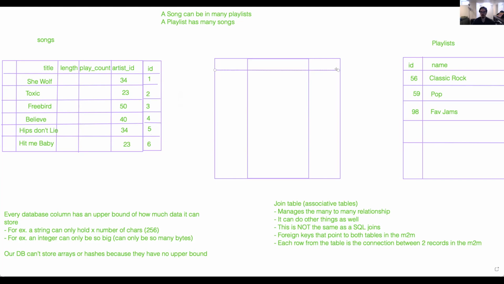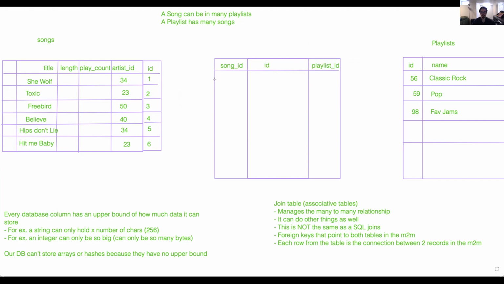Okay, so back to our join table. This join table is going to have 3 columns. One of those columns is going to be a foreign key to songs. Another one is going to be a foreign key to playlists. And then our third column is just going to be our primary key. That's just the key that we always have on every single table.